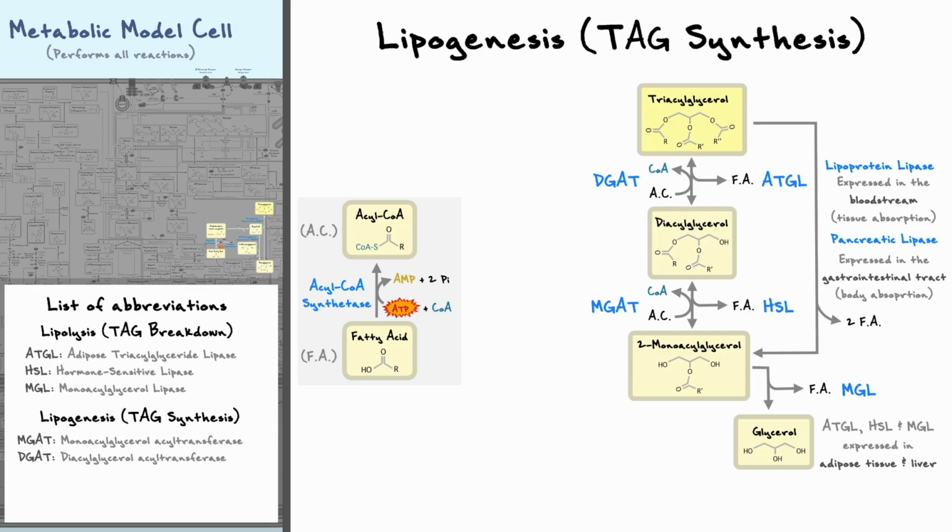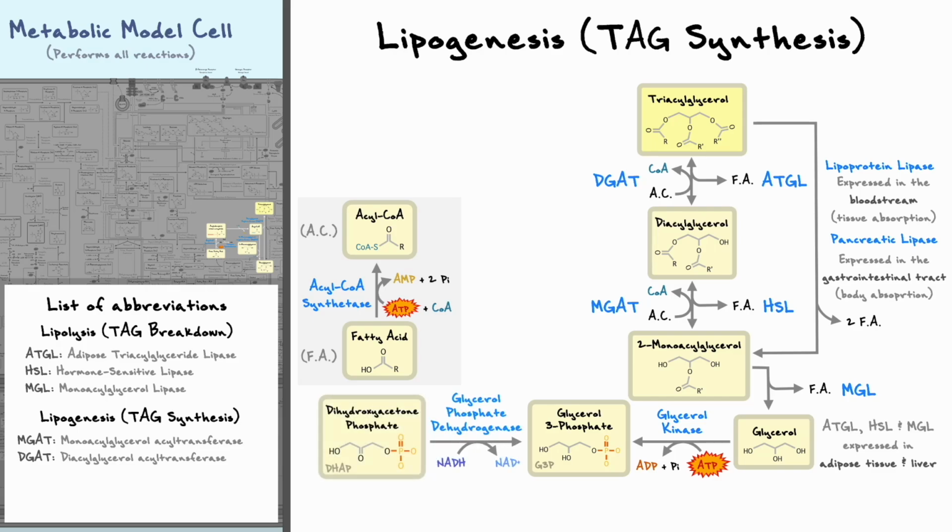The second pathway, which again happens in the liver and adipose tissue, is a little bit more complicated and starts from the glycerol backbone rather than a pre-existing monoacylglycerol. For the same reasons as why we use acyl-CoA rather than fatty acids, the true starting point for lipogenesis is glycerol 3-phosphate. There are two ways to obtain this glycerol 3-phosphate, either directly by the phosphorylation of glycerol by glycerol kinase or by the reduction of dihydroxyacetone phosphate. This reduction is mediated by glycerol phosphate dehydrogenase and uses NADH to do so.